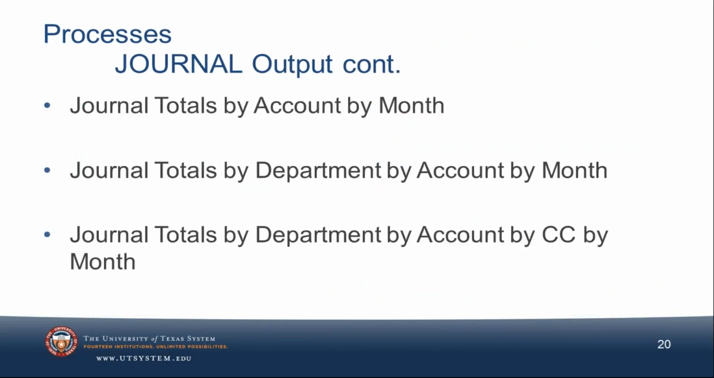To continue with the journal output, we have journal totals by account by month. So again, this is something like horizontal analysis, where you're looking from one period to the other. You also have journal totals by department, by account, by month, and journal totals by department, by account, by cost center, by month. So again, just very fine drilling down.